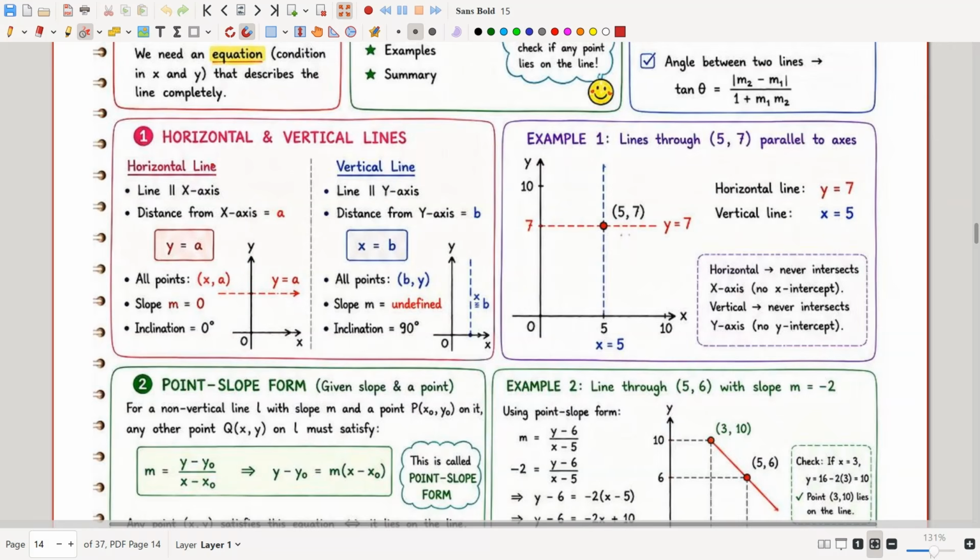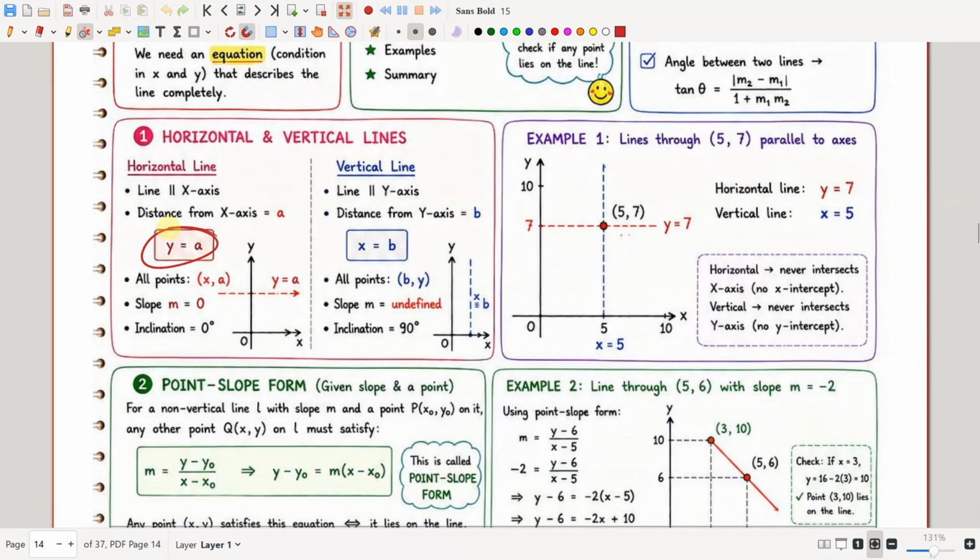So if a line is parallel to the x-axis, then that line is called a horizontal line. See, this is what we call the x-axis, right? If the line is parallel to the y-axis, then it is called a vertical line.